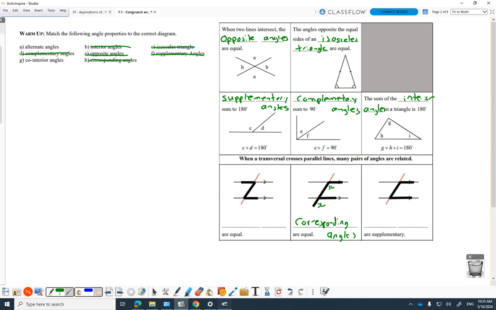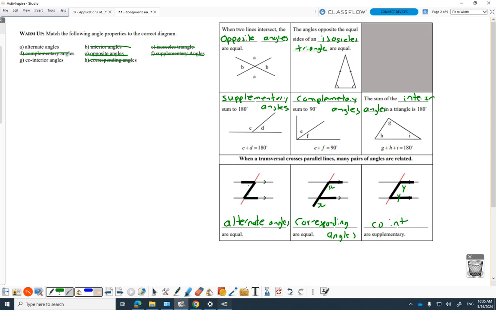Now let me help a little bit. I'm going to mark the angles I'm talking about. In the Z pattern, the ones inside there are the same. In the C pattern, the ones inside there are supplementary. They're not the same. The C pattern, they're not the same. What do you like? The Z is alternate. And the C one is co-interior.